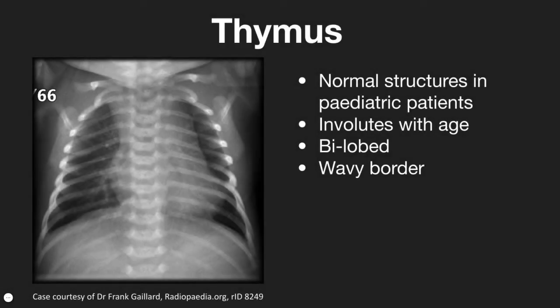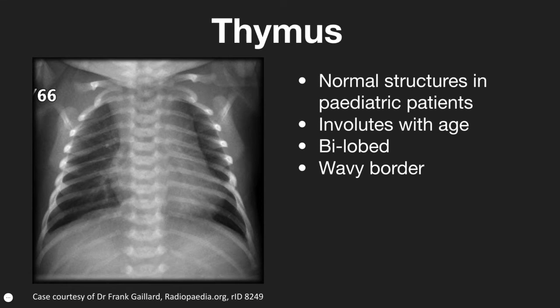While we're on the subject of the normal chest x-ray, I would like to mention the thymus. The thymus is a T-cell producing lymphoid organ in the anterior mediastinum and is a normal structure in paediatric patients. It starts large, involutes with age, and has a bilobed structure.